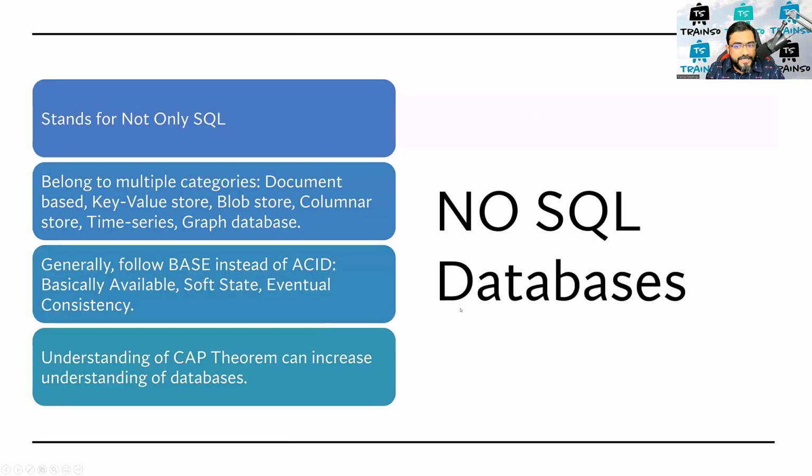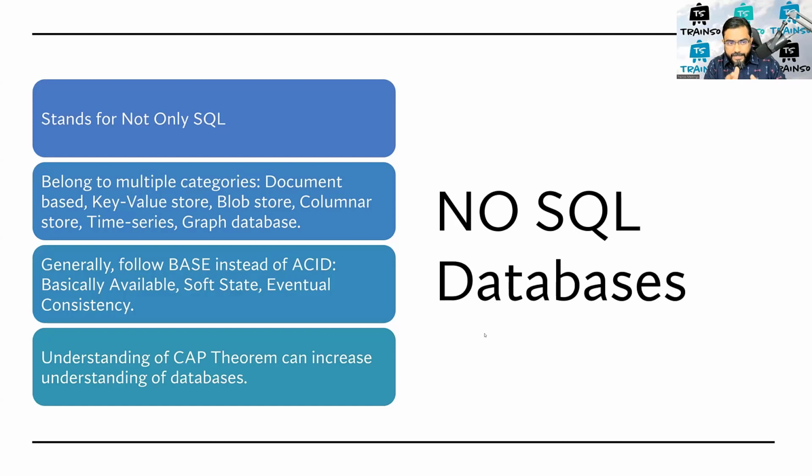NoSQL. Initially, it was used to refer to databases that did not use SQL. And then people started calling it not only SQL, because some of these NoSQL databases also support some kind of query language. So it stands for not only SQL now. And unlike relational databases, here you will have multiple options. NoSQL is not just one kind of database like the relational databases.